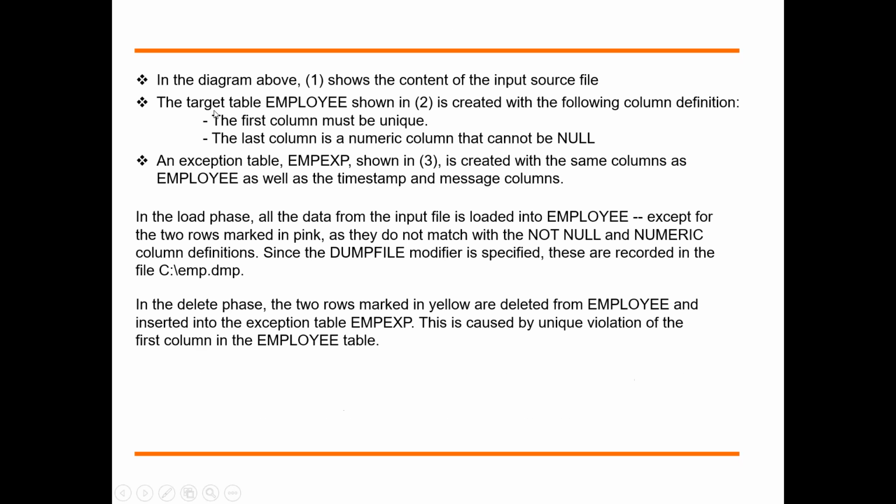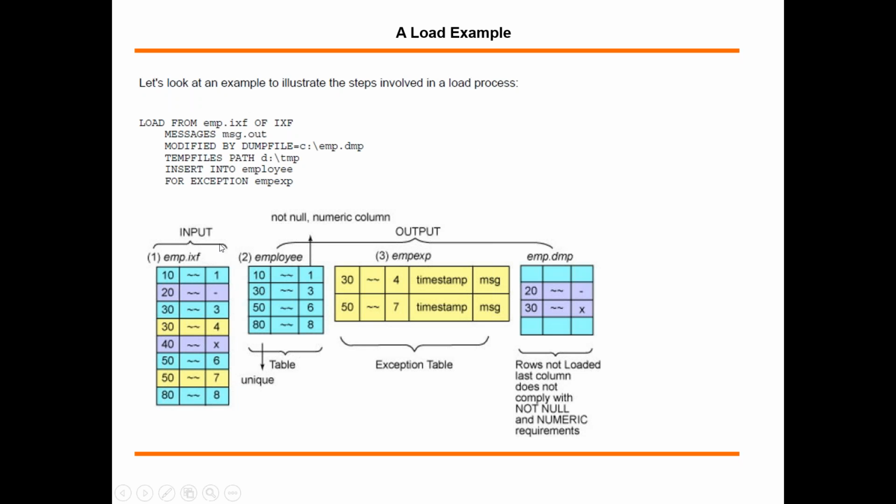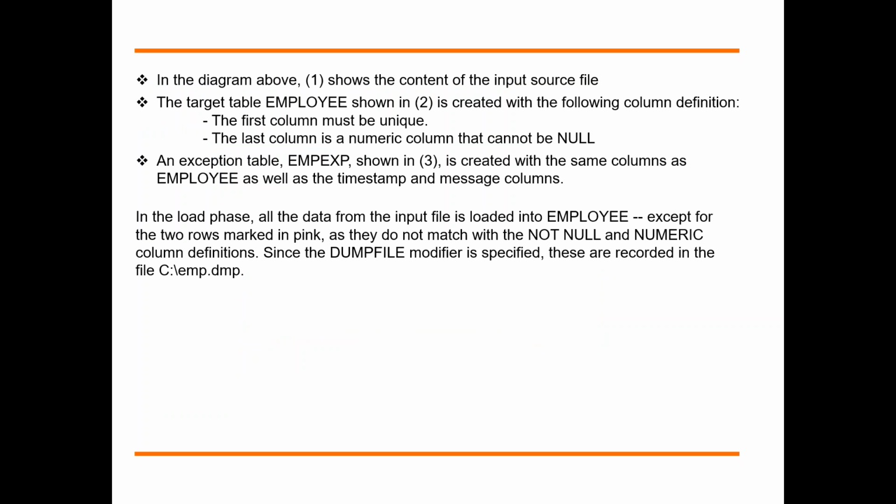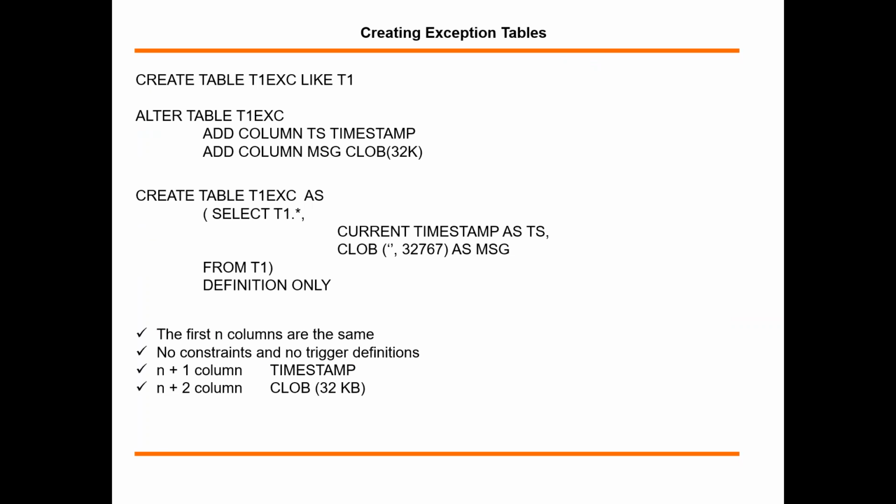So what is this exception table? You are giving this exception table in a load example. Along with the table data, for example 34, it adds a timestamp saying when this data was loaded, and for what reason. The message says: is it violating a unique constraint? A foreign key constraint? A primary key constraint? That kind of information is given in the message. That's why creating an exception table is as simple as creating a table with the same columns plus two extra columns.